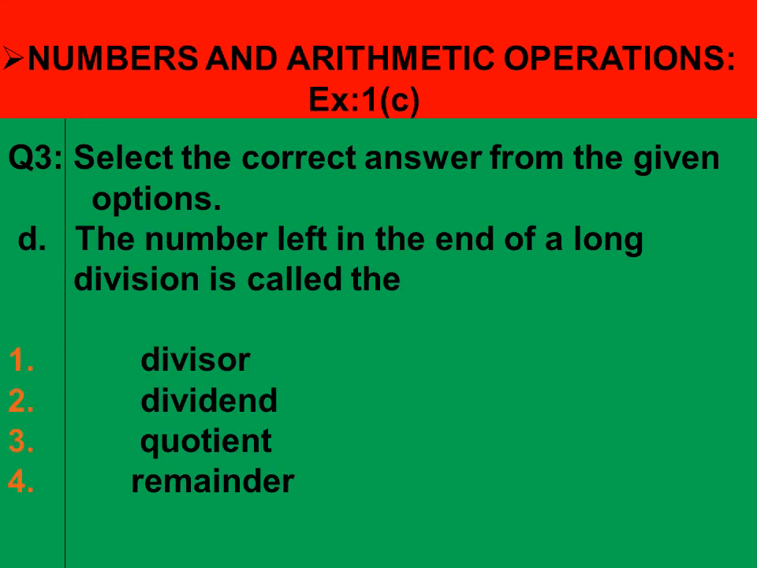Now dear students, part D. The statement is that the number left at the end of a long division is called the. The options are given as divisor, dividend, quotient and remainder. We will again read the given statement, that is, the number left at the end of a long division is called the remainder. Okay, this means that the option at number 4 is correct.